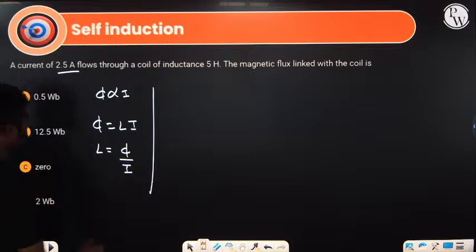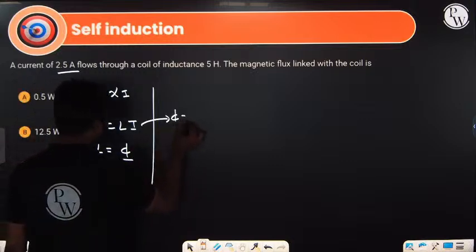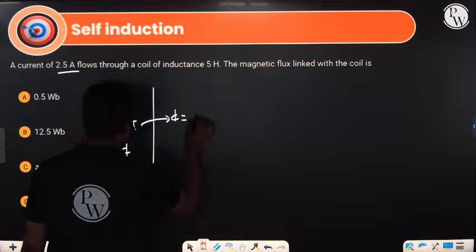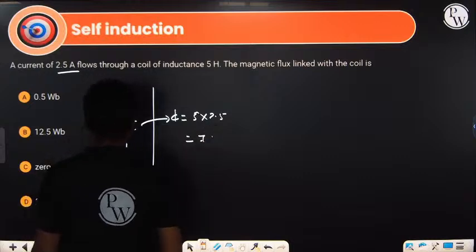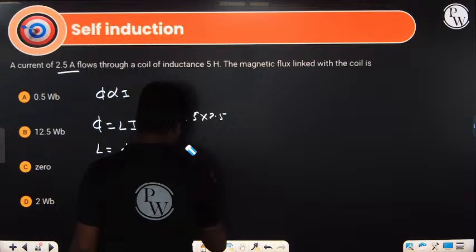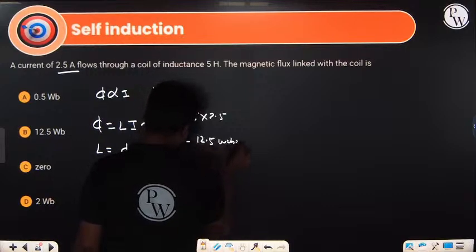They are asking for the flux, so we will use this particular formula: phi is equal to L into I. That is 5 multiplied by 2.5. The answer will be 12.5 Weber.